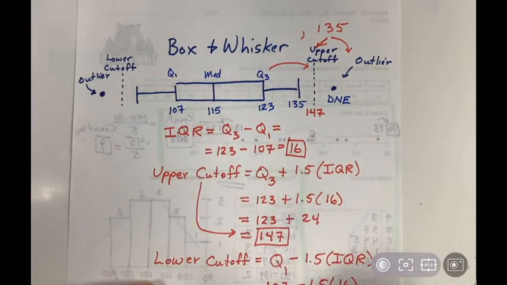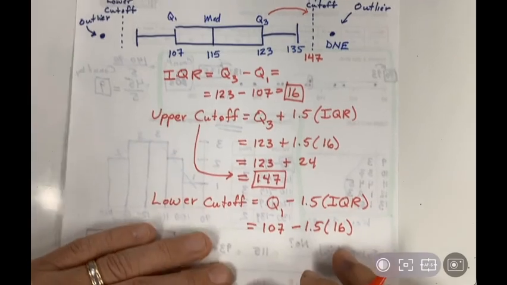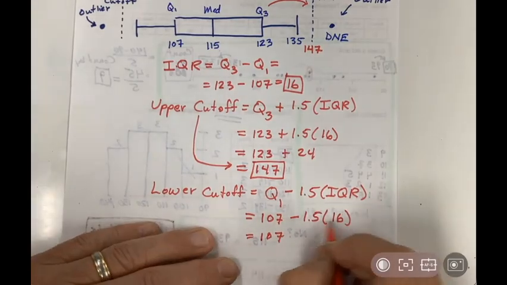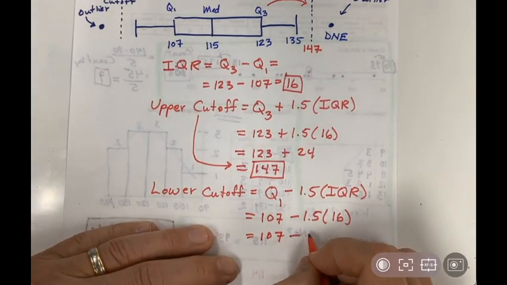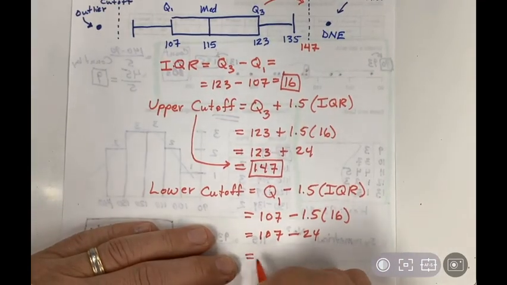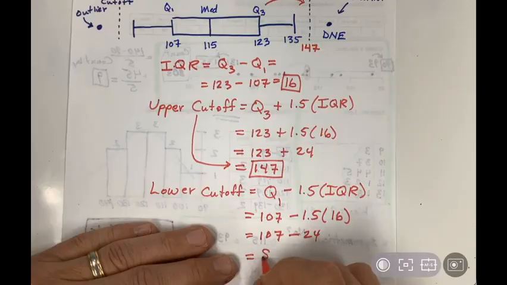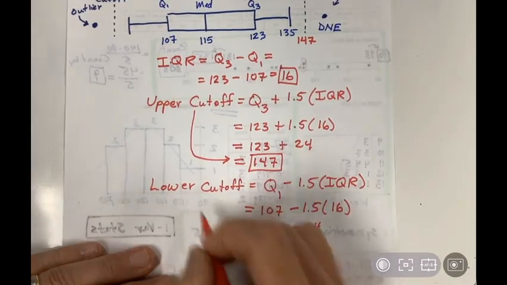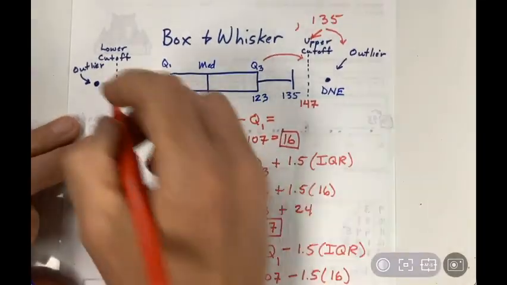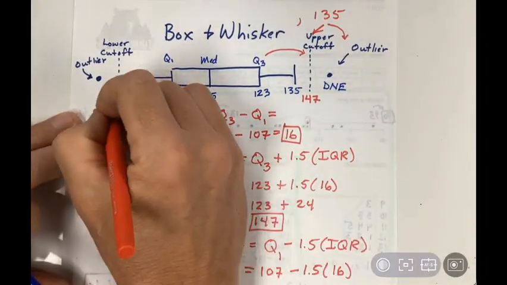All right, now that I've got that, I'm going to take 107 and subtract off, this is going to give me 24, again, the same number we had before, and I'm subtracting 24 from 107, and that answer comes out to be 83. All right, so that's my lower cutoff. So to decide what is the lower cutoff of my box and whisker plot, that's going to be 83. So I'll put an 83 right here.